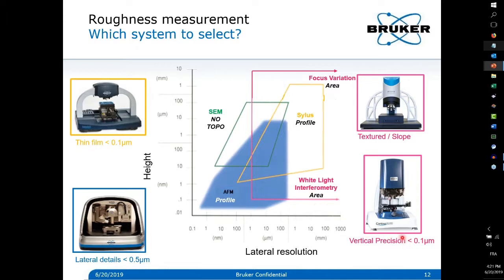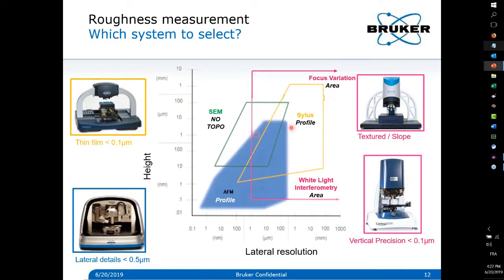And everything which requires vertical precision below 0.1 microns will lie in the coverage of white light interferometry techniques, known as coherent scanning interferometry as well. By vertical precision, I mean that we can measure maybe a 10 or 100 micron step, but still the precision at which we need to measure it will be well below 0.1 microns. So usually MEMS devices will need to measure 10 microns at a few nanometer levels.